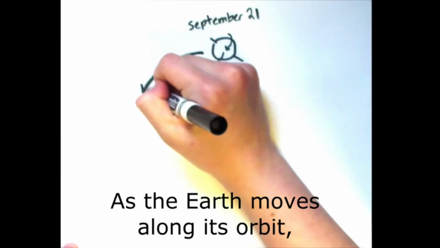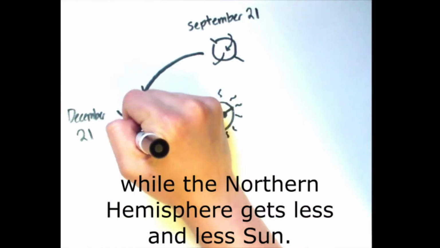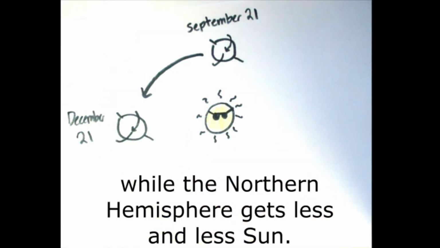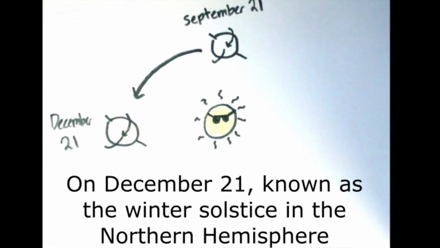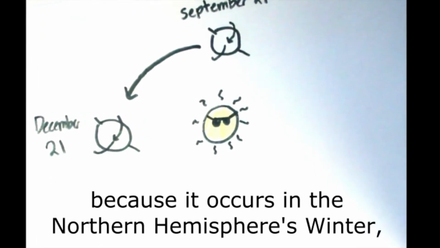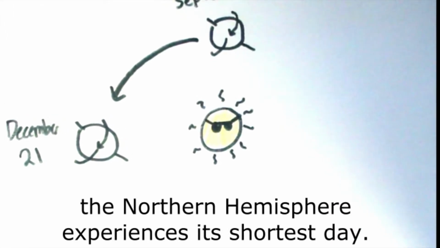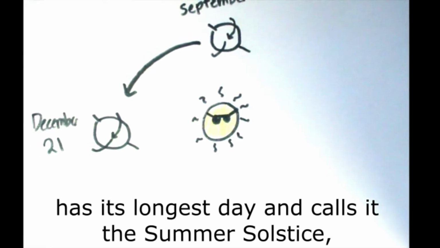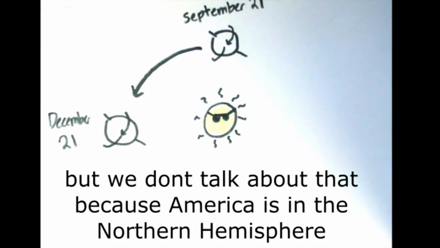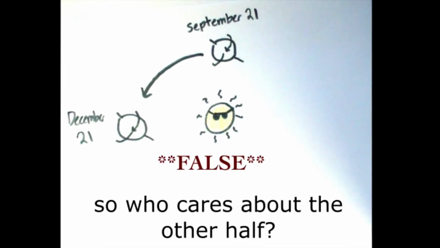As the Earth moves along its orbit, the Sun is able to heat the southern hemisphere more and more, while the northern hemisphere gets less and less sun. On December 21st, known as the winter solstice in the northern hemisphere because it occurs in the northern hemisphere's winter, the northern hemisphere experiences its shortest day. The southern hemisphere, meanwhile, has its longest day and calls it the summer solstice. But we don't talk about that because America's in the northern hemisphere, so who cares about the other half?